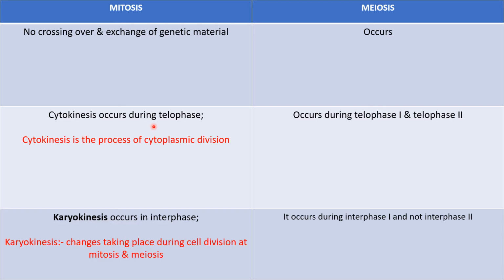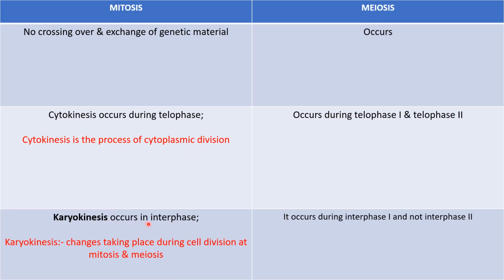Cytokinesis occurs during telophase of mitosis. It occurs during both telophase 1 and telophase 2 of meiosis. Recall that cytokinesis is the process of cytoplasmic division.